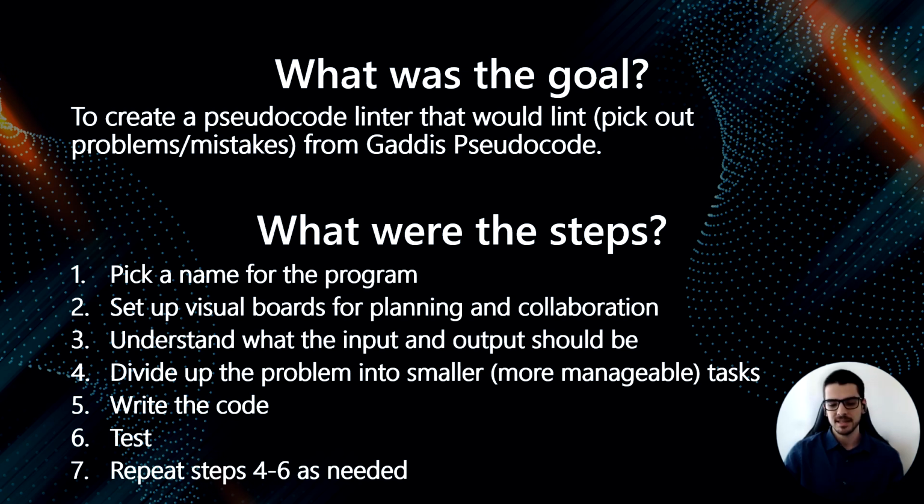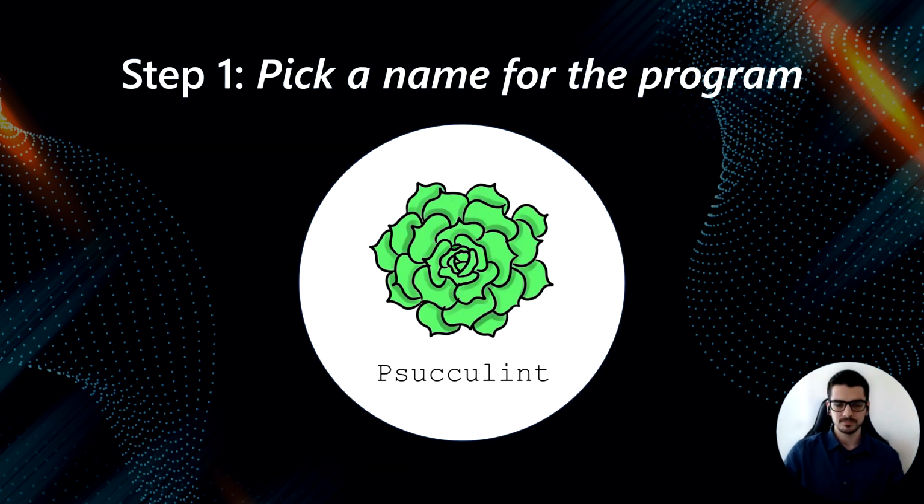And the steps for this whole process, well, one, our group was starting from scratch here, so we had to pick a name for the program. We had to set up visual boards for planning and collaboration. We had to understand what the input and output that we wanted was, and the input could be all kinds of things. We'll get into that later. So step four, we had to divide up the problem into smaller, more manageable tasks, and then we had to finally write the code, test the code, and then you repeat steps four through six as needed. So we'll dive into exactly what I did individually this summer and then the project as a whole.